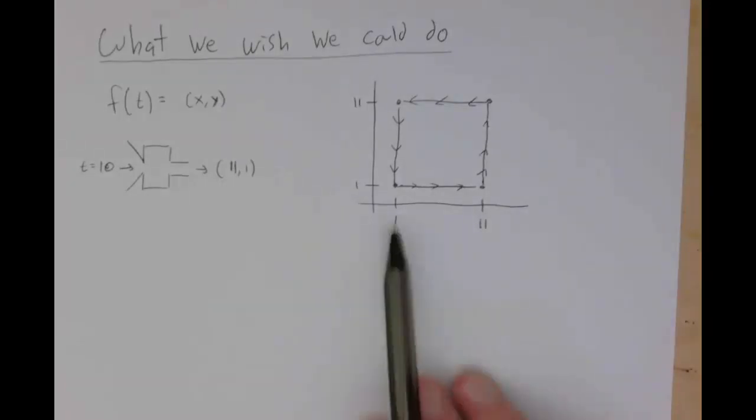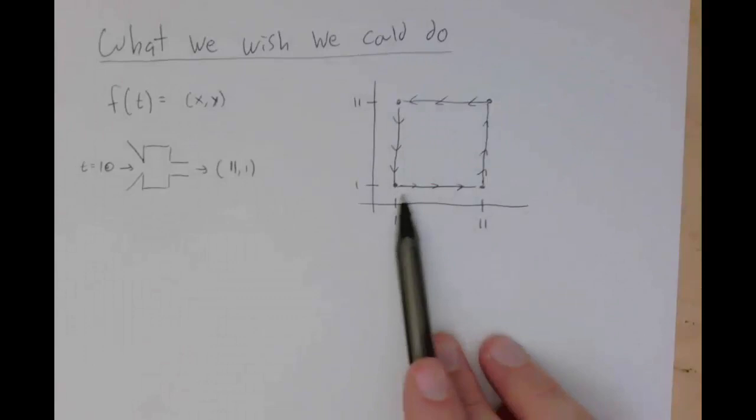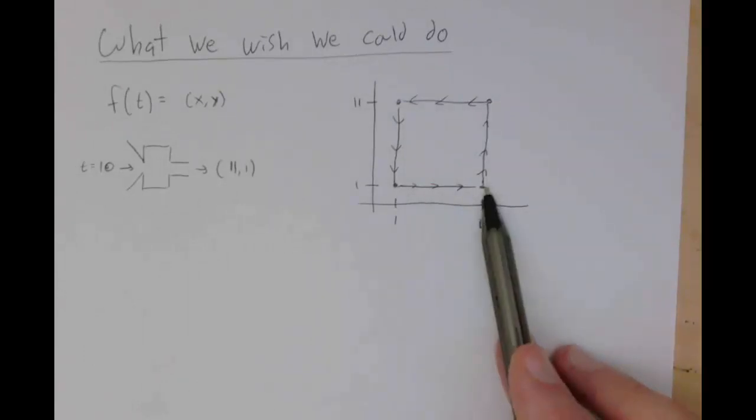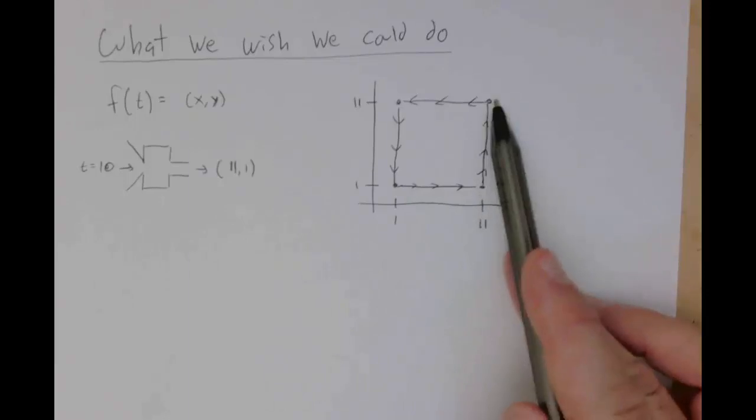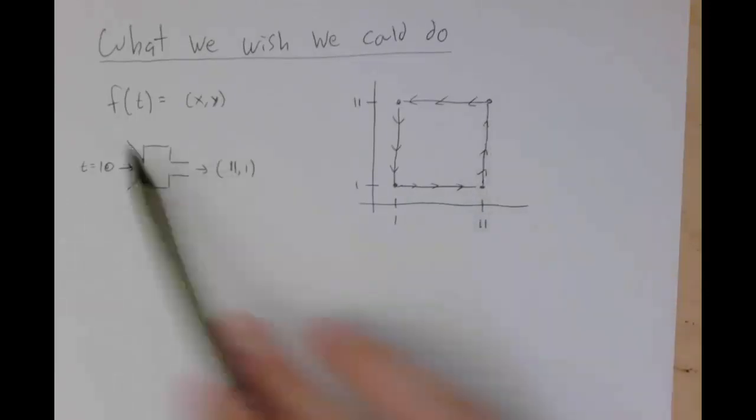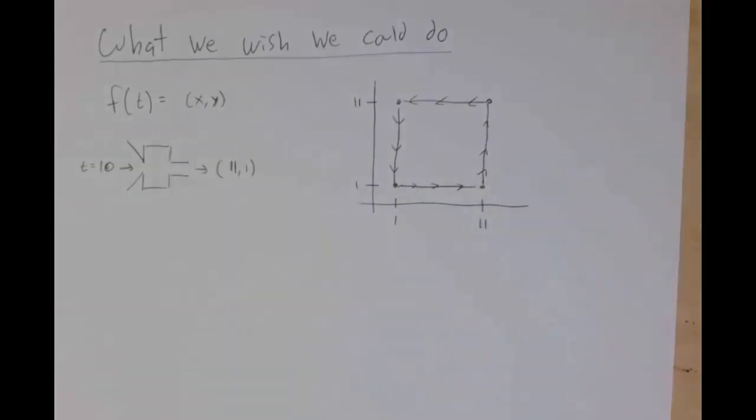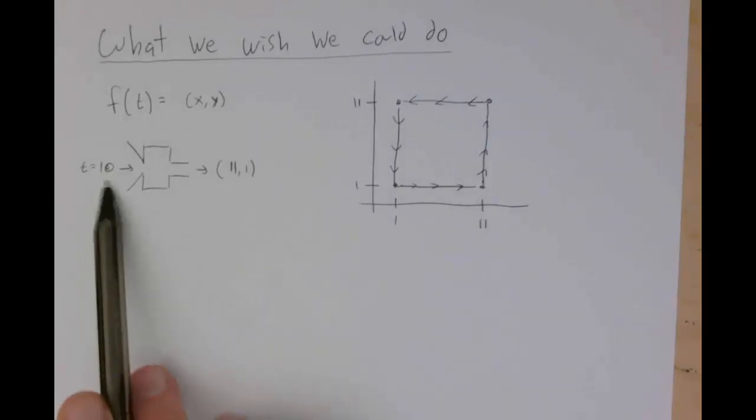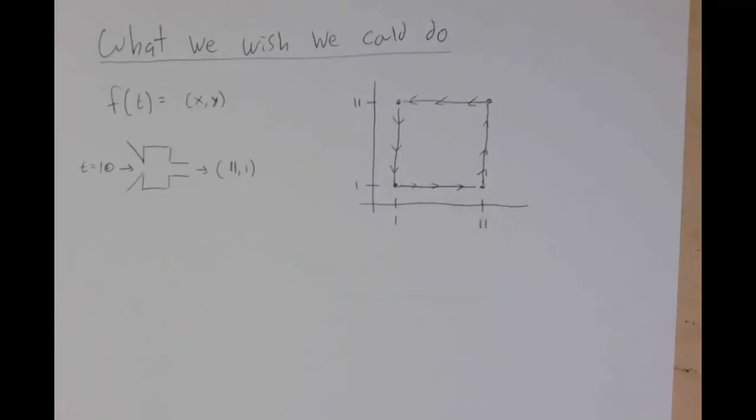So I could say, like, at time equals 0, I start out at (1, 1). And then when time equals 10, I'm at (11, 1). And then when time is 20, I'm at (11, 11). If we could define an equation that defines a function like that, at least conceptually that is the sort of thing that we'd want, because we are mapping times to locations, and that seems ideally suited for describing a path.